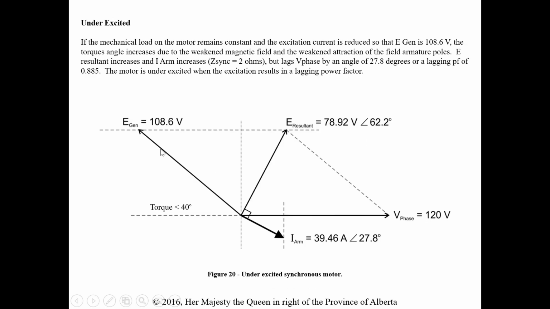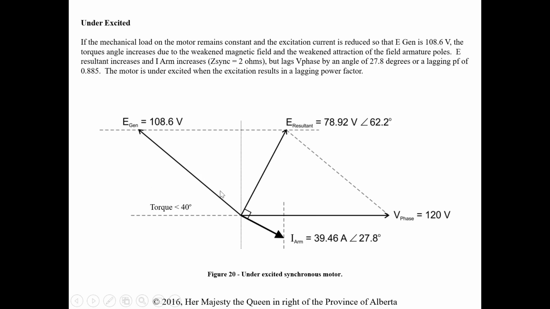Then we talk about underexcited. If the mechanical load remains constant, we've reduced the excitation current. So we've dialed our potentiometer or whatever it may be, and increased the resistance, so we have less current, and our magnetic field on the rotor isn't as strong. We're not going to induce as much voltage back in those armature windings. So then the resultant voltage leans more towards the phase voltage, because it's larger, and we can see an increase of angle here. But again, it's small.